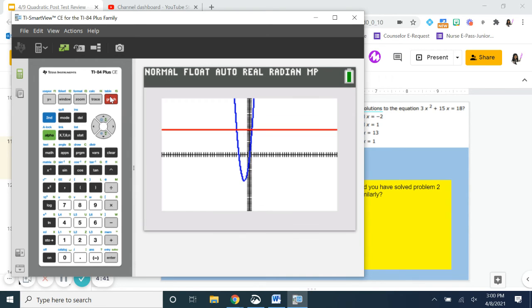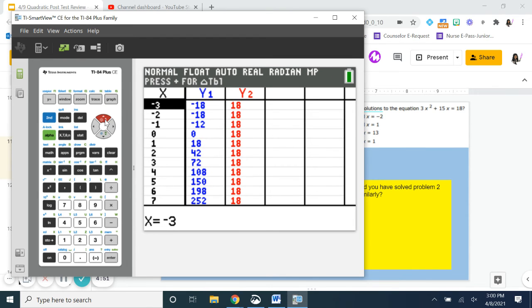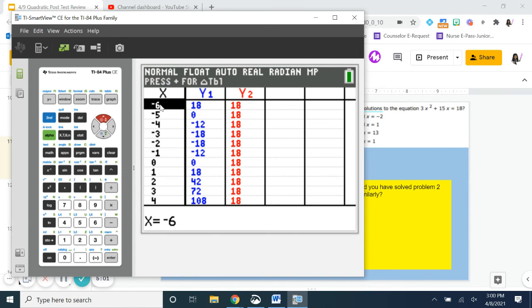Before I go look at my table, I notice here the first intersection happens on the negative side. So when I go to my table, I'm going to want to go up into the negatives and find out when my equations are equal to each other. And it looks like I just found one of them. When x is negative 6, both of my y's happen to be 18. Both of them are positive. Don't get that mixed up with this part right here. When x is negative 3 and negative 2, the y is negative 18, but these are positive 18. Those are not the same number.